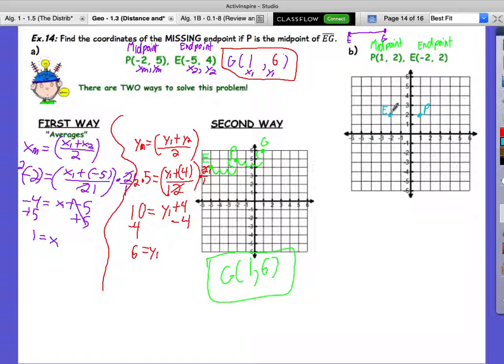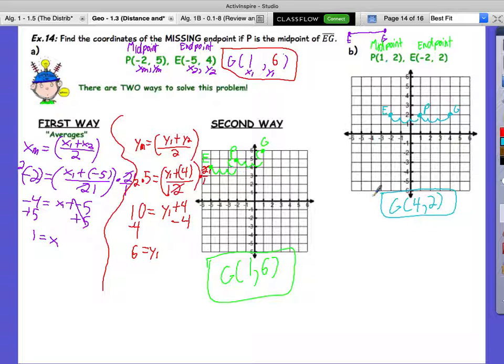To the right. P has to be in the middle. Now, did we go up or down from point E to the midpoint? No. Okay. So how far to the right do we go? Well, we went 3 before, so how far are we going to go this time? 3. And we don't go up or down at all because we didn't go up or down at all here. So where is point G at? (4, 2). And that's our answer, okay?